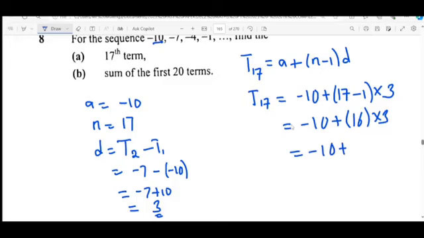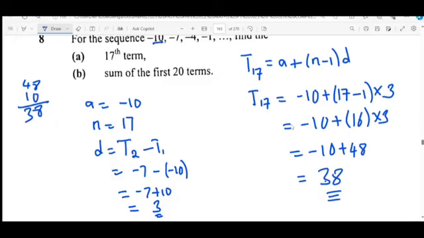So from here we open the bracket by multiplying with 3. 16 times 3: 3 times 6 is 18, so we write 8 and carry 1; 3 times 1 is 3, plus that 1 is 4. Meaning 16 times 3 gives us 48. So we just need to find the final answer, -10 plus 48. You just subtract, 48 minus 10, which gives you 38. So this was our 17th term, and we have answered our question A.